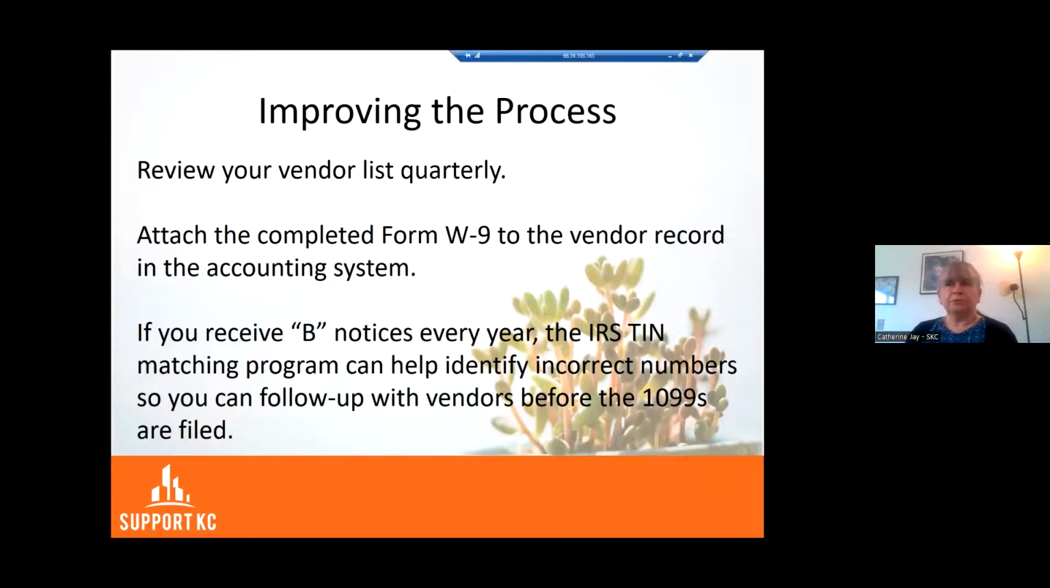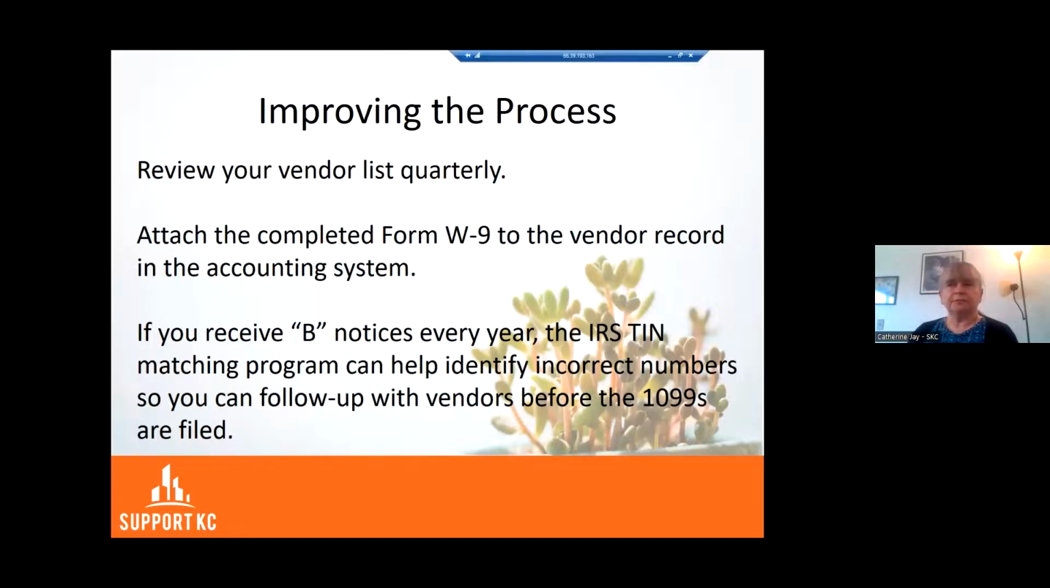So how can we improve the process so that at year end we're not scrambling for W-9s? Reviewing a vendor list quarterly, you can even do it monthly. That way you're keeping on top of it. You've paid someone $500 and you want to make sure the next quarter, did you go over $600? Do you need to request a W-9? Maybe you already have it in your system, and so you're good and you don't have to be concerned with that.